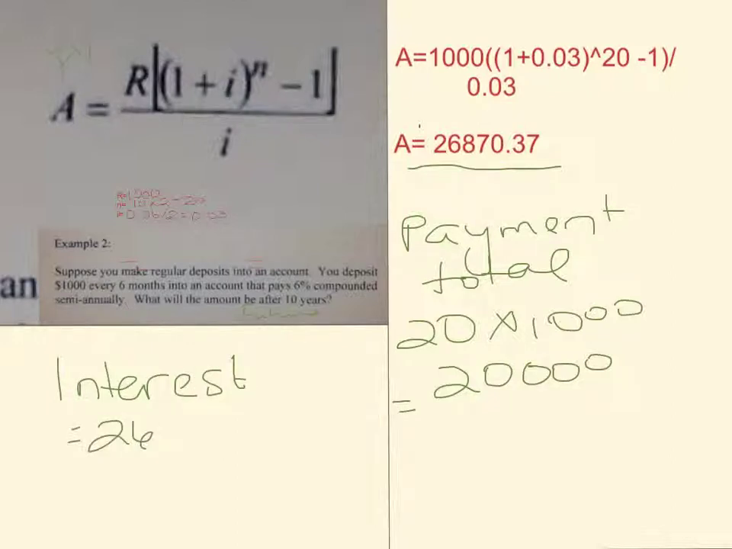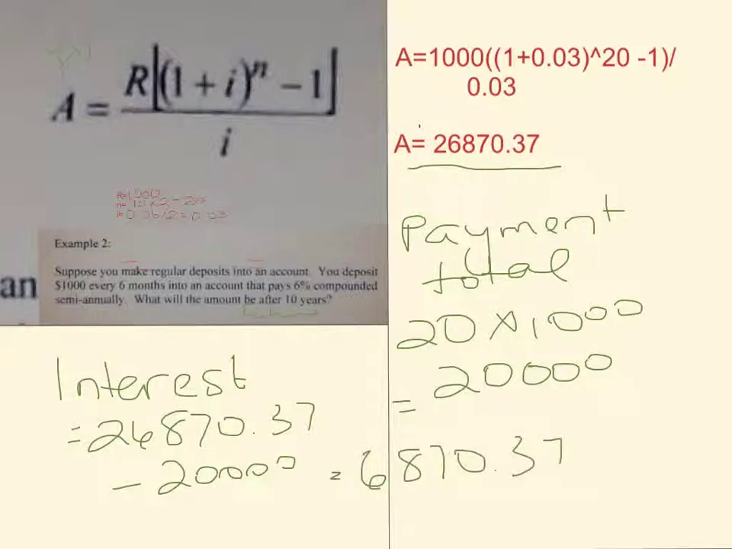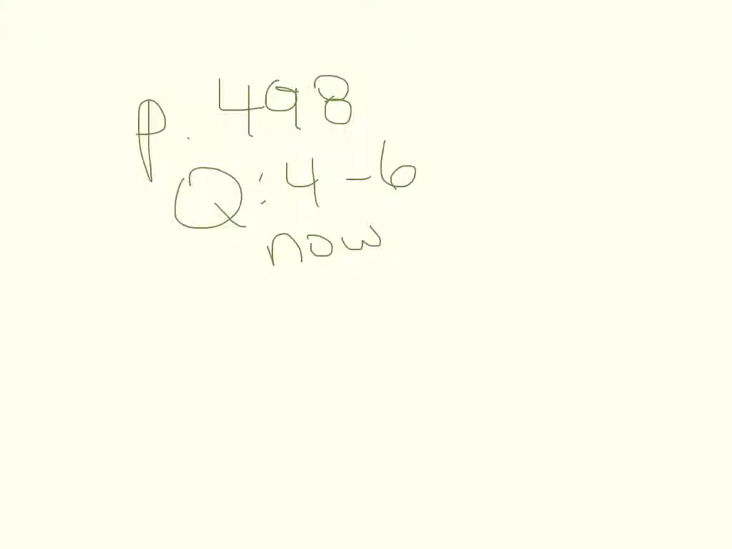So the interest earned over those 10 years is the difference. $26,870.37, subtract $20,000, so I have $6,870.37 in interest. So we have seen two examples of using the new formula where we have payments made at the end of each period for an annuity.